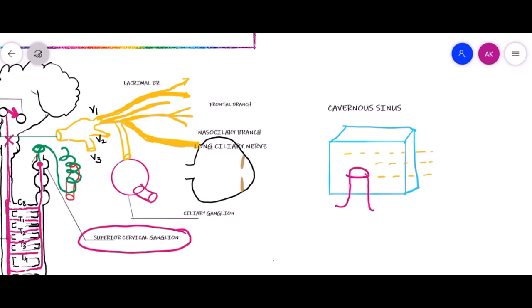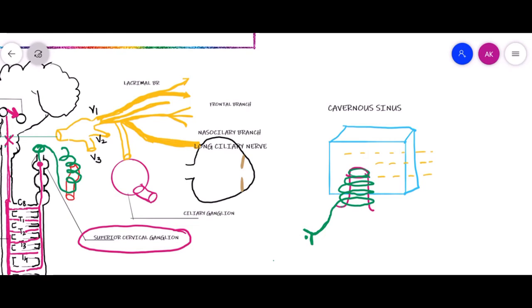Okay, so what happens is, as they are coming out of the superior cervical ganglion, as the postganglionic sympathetic nerve fibers, they will go and coil around the internal carotid artery, okay, which is now actually entering the cavernous sinus, right?